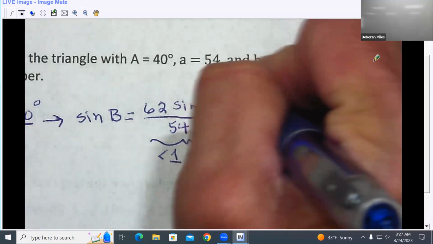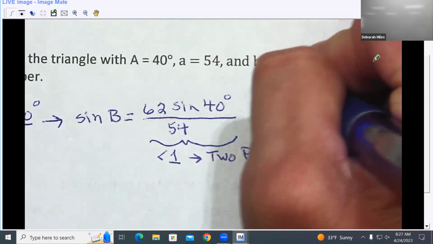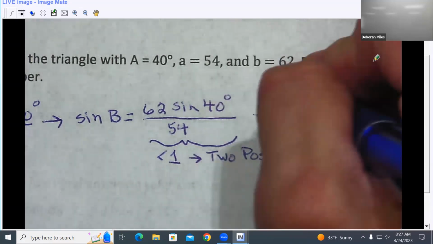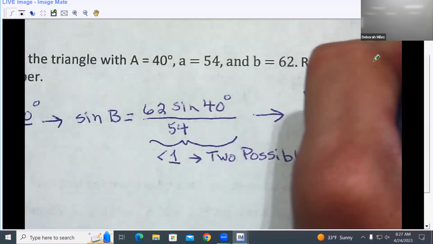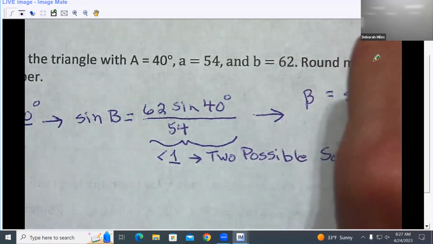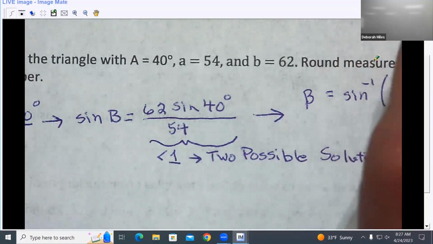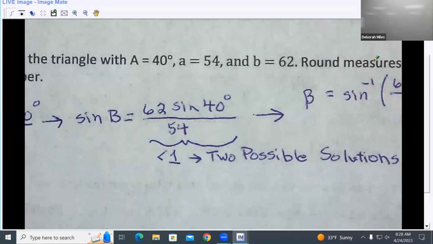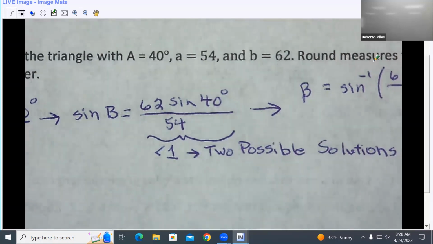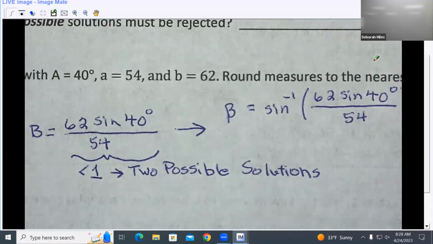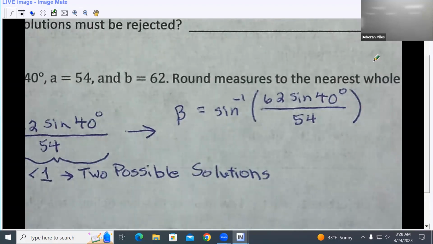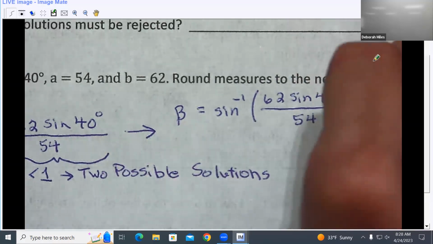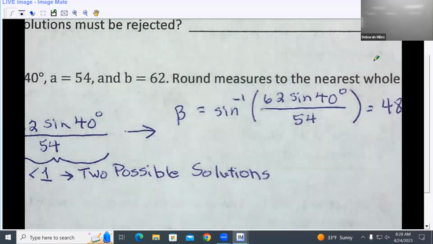So how am I going to find beta? Inverse sine of that right-hand side. And if you still have all those digits on your screen, all you have to do is enter the inverse sine. And the directions say round measures to the nearest whole number. So how many degrees is B to the nearest whole number? 48 degrees.